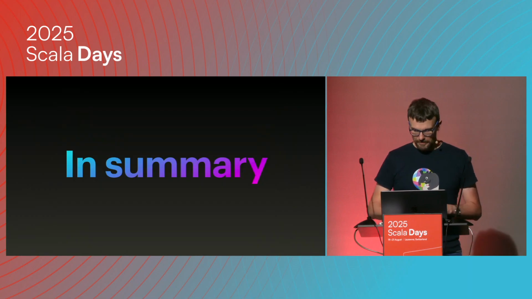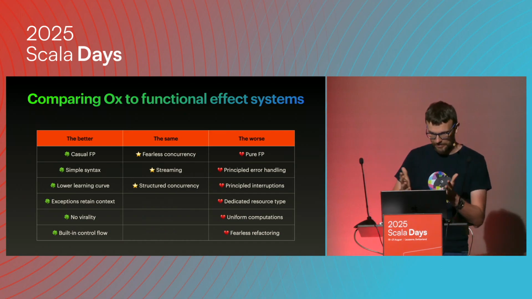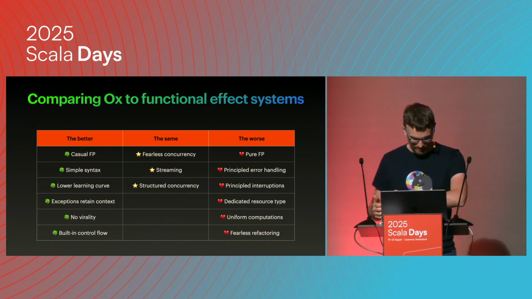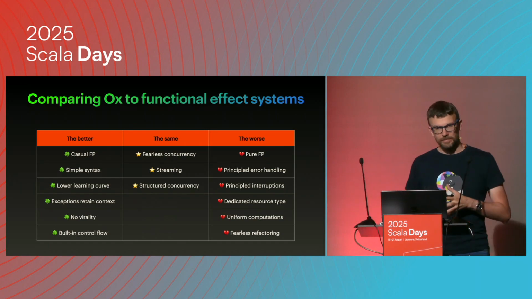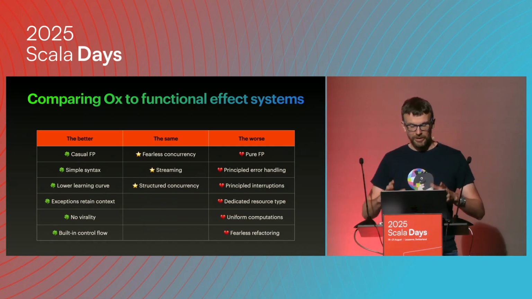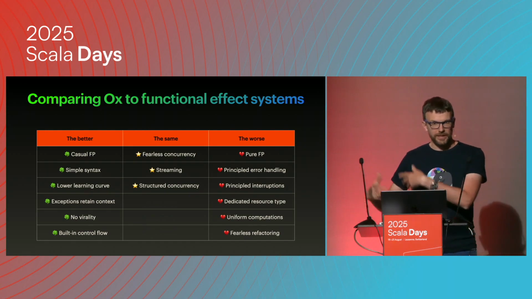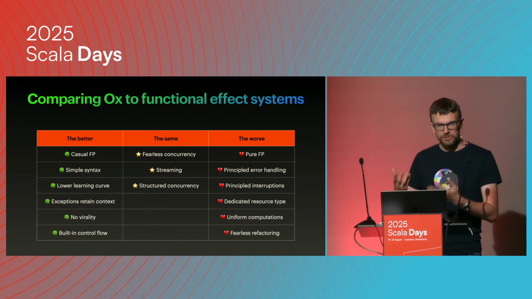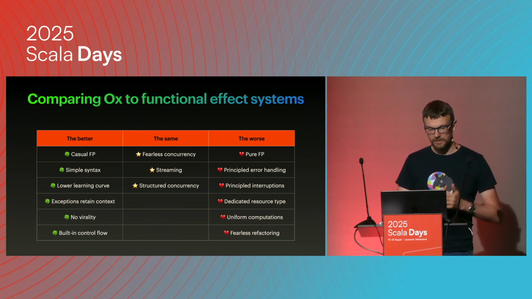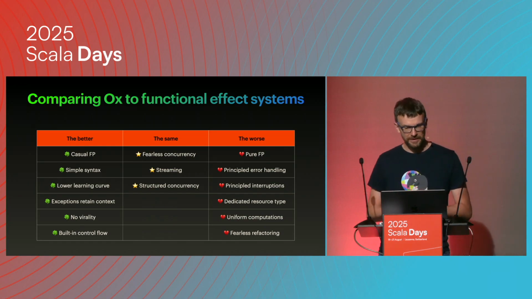Yeah. So to summarize, the two questions that you might have is, how does Ox compare to functional effect systems, right? So I think some of the core things really remain the same, right? So we can do concurrency in a fearless way, so in a safe way, using the high-level concurrency operators like par and race. We can do streaming. We can do structured concurrency, which has these safe scopes. If you squint, there's some structured concurrency in Zio and Cats Effect as well.